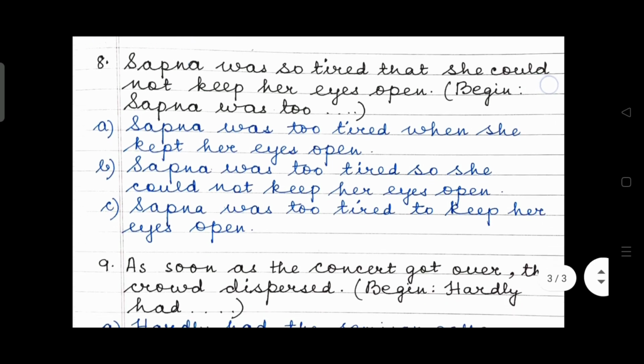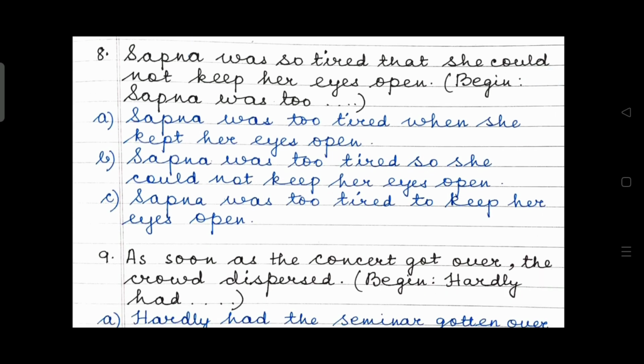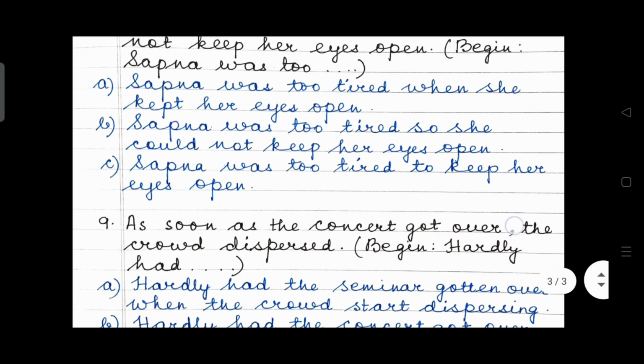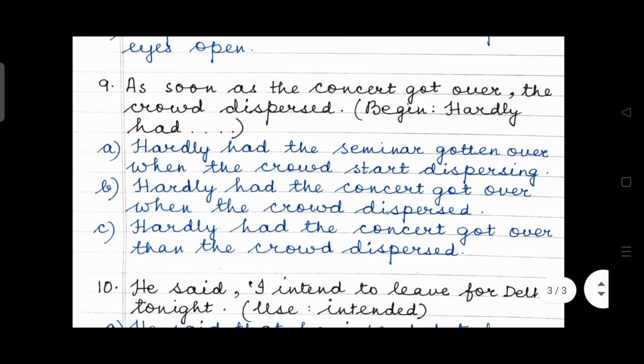Question 8. Sapna was so tired that she could not keep her eyes open. Begin, Sapna was too. Sapna was too tired when she kept her eyes open. Not the right answer. You always use T-O-O with T-O. Sapna was too tired, so she could not keep her eyes open. Again, not right. Sapna was too tired to keep her eyes open. Exactly the answer I was looking for. Right answer, option C.